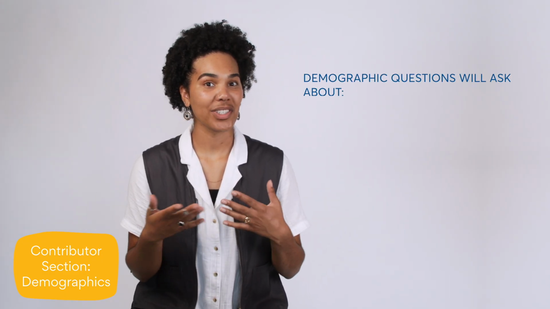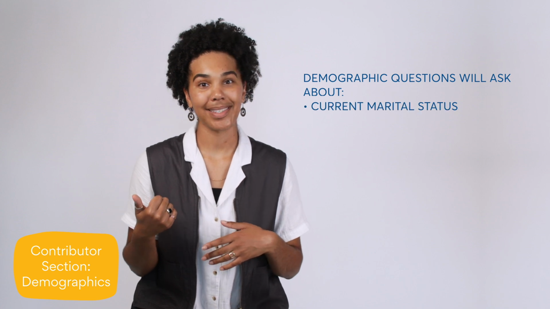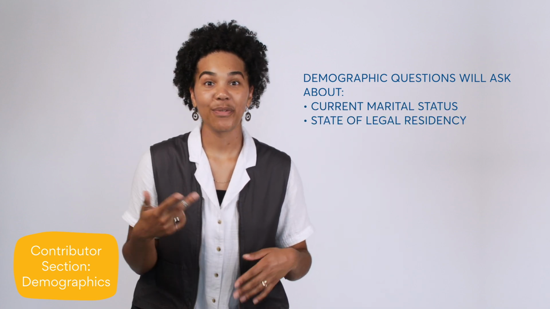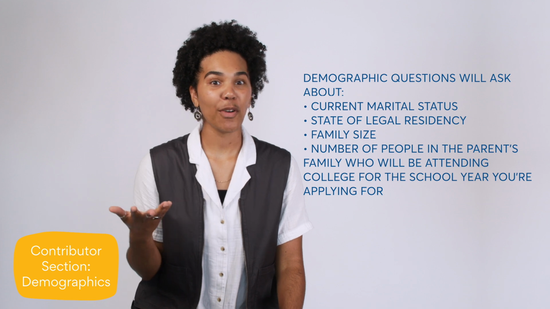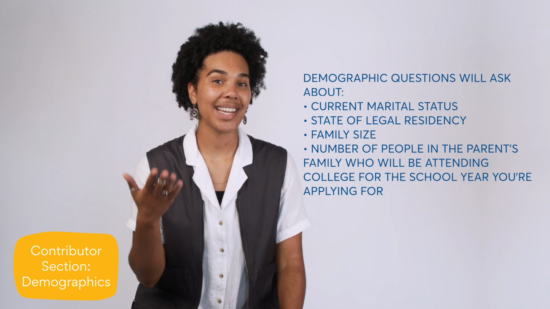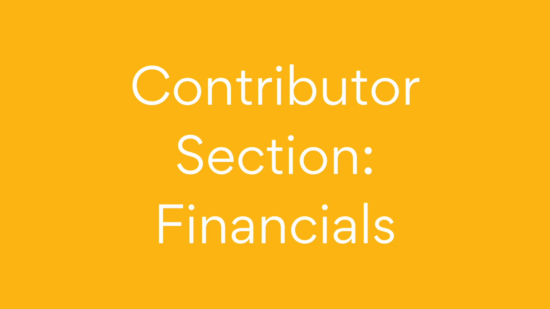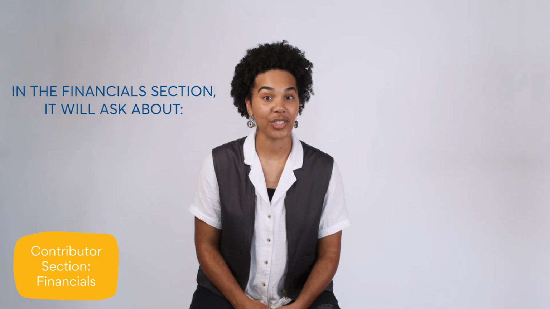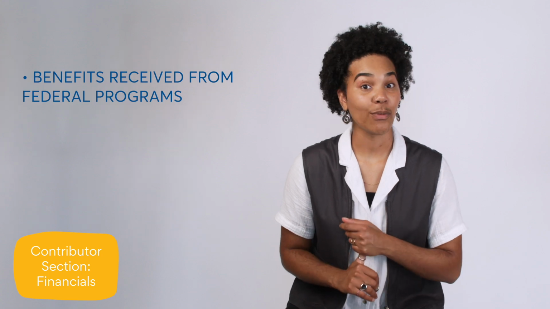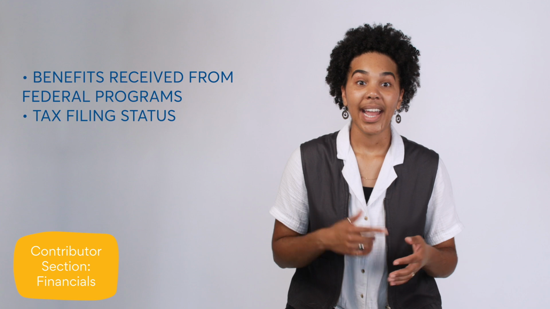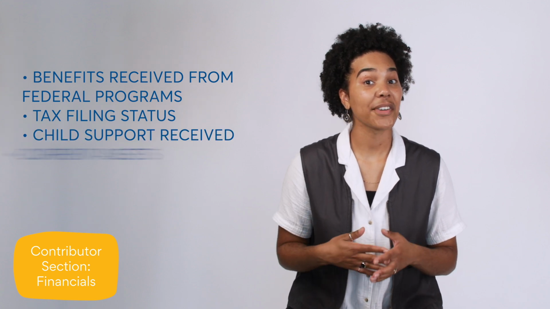In the contributor's demographics section, it will ask questions such as current marital status, date of legal residency, family size, and even the number of people in the parent's family that will be attending college in the same year. In the financial section, it'll ask you questions about benefits received from federal programs, the contributor's tax filing status, annual child support received, and current assets.